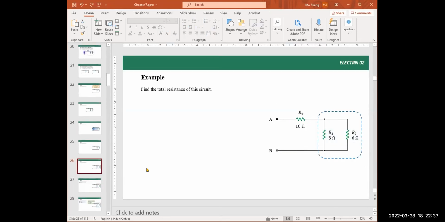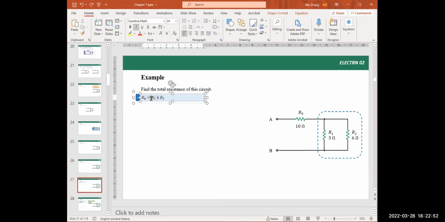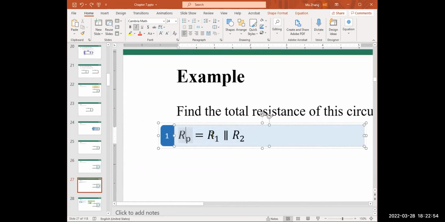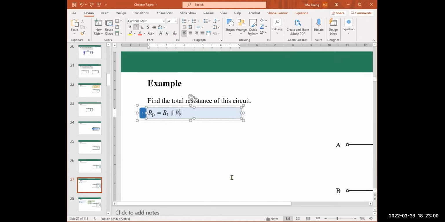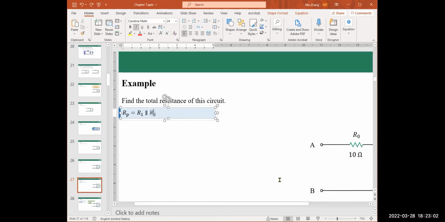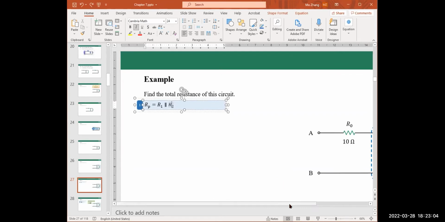So here, that's our starting point. Let's merge these two resistors. Resistor R1 and resistor R2 are connected in parallel, so we can write it this way: RP is R1 connected in parallel with R2. These two vertical lines, also called two pipes, represent parallel.